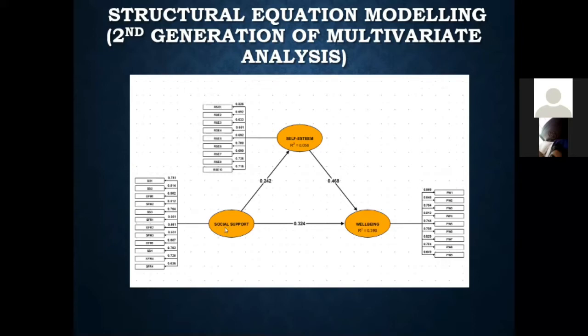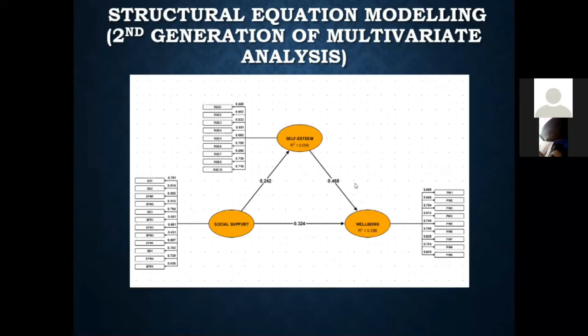Before this, if you want to look at how social support influences well-being, you can always do a linear regression. But by using the traditional method, which is linear regression, you are just using the total score. Whether or not the total score has good validity, you don't know. So in structural equation modeling, you need to establish the validity and reliability first, and once everything is valid and reliable, then you can proceed with the analysis.